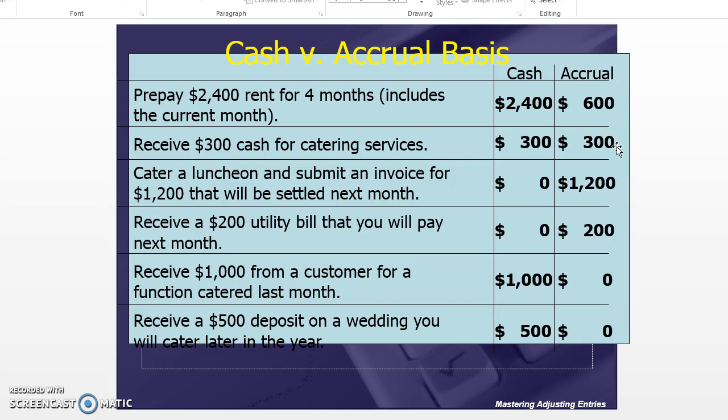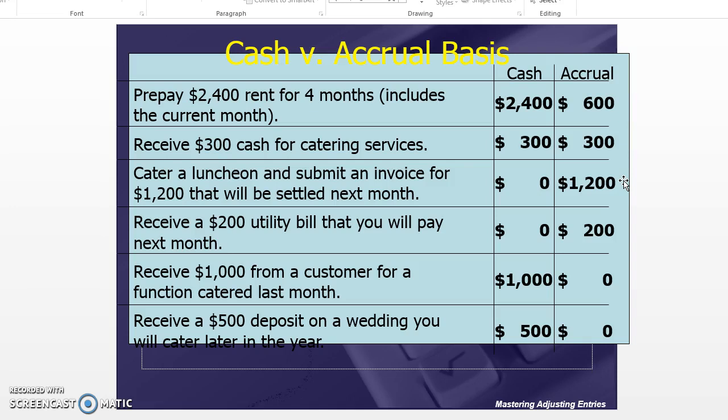In this situation, the cash receipt and the earning of the revenue happened in the same period. Therefore, the timing is the same. There is no difference between cash and accrual. Our amounts will be the same. Let's look at the next problem where there is a timing difference.